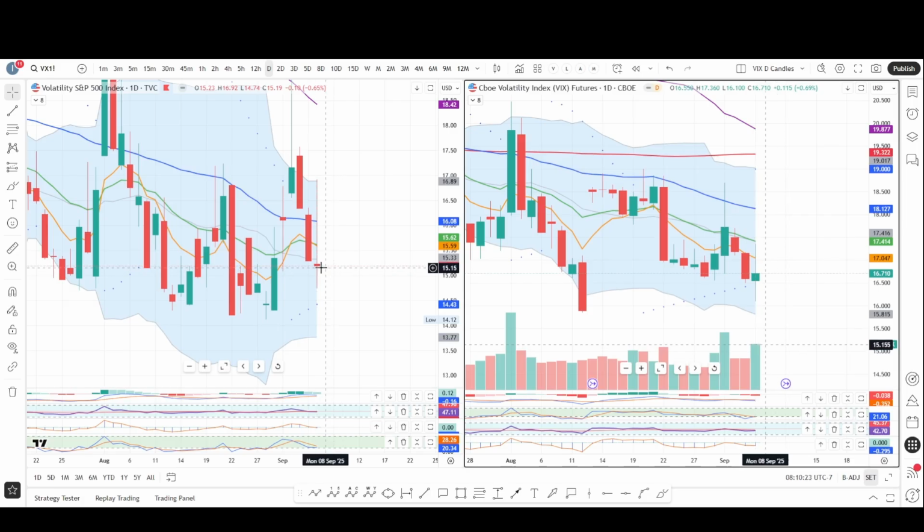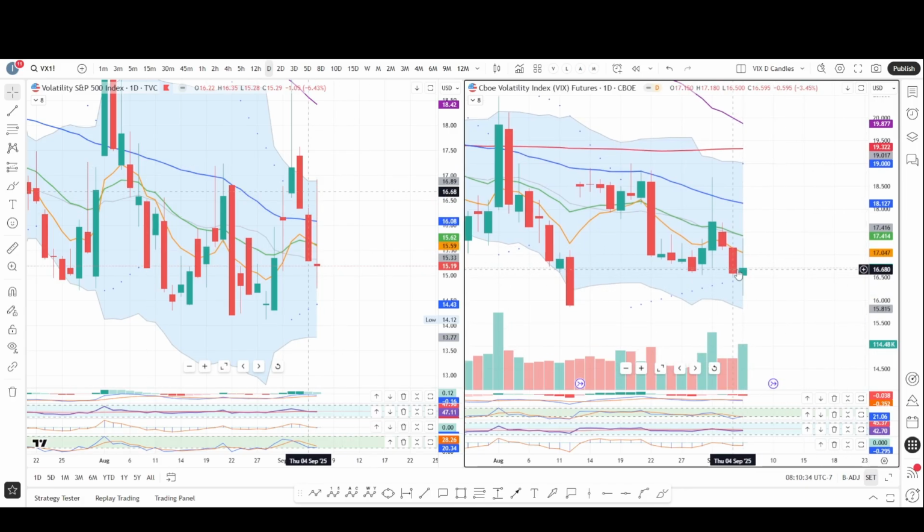continuation doji, bearish continuation with a freshly made bearish cross 8x20 EMA, and the futures formed a thrusting line candle, which also resembles a doji. Most likely we are looking for the move lower.